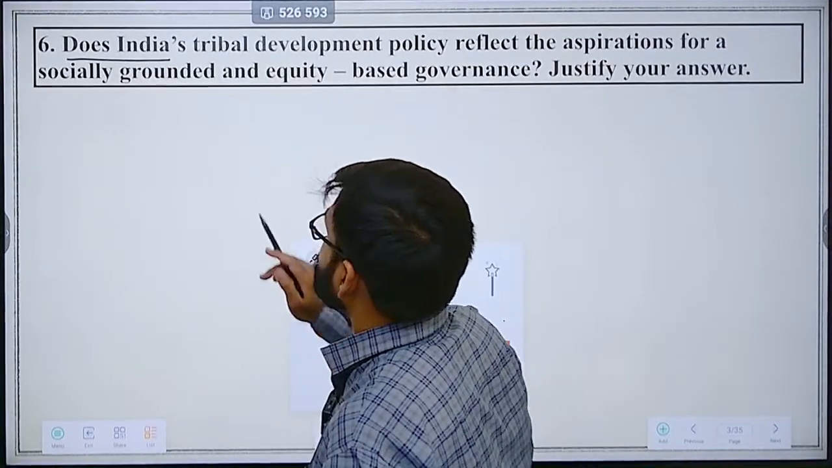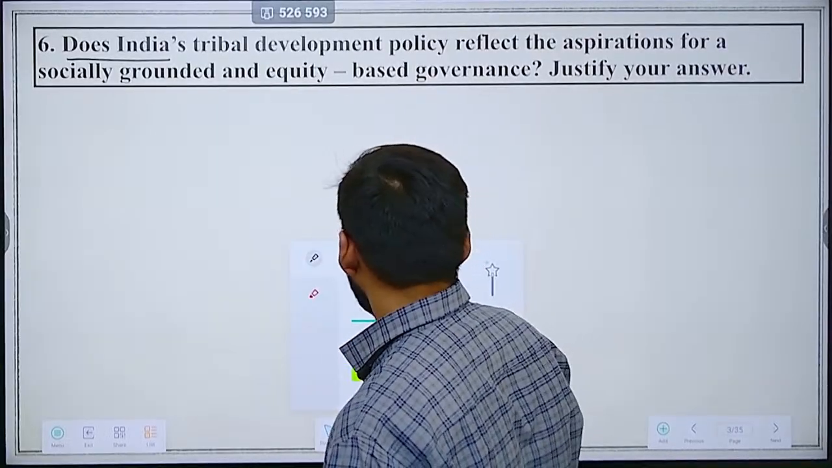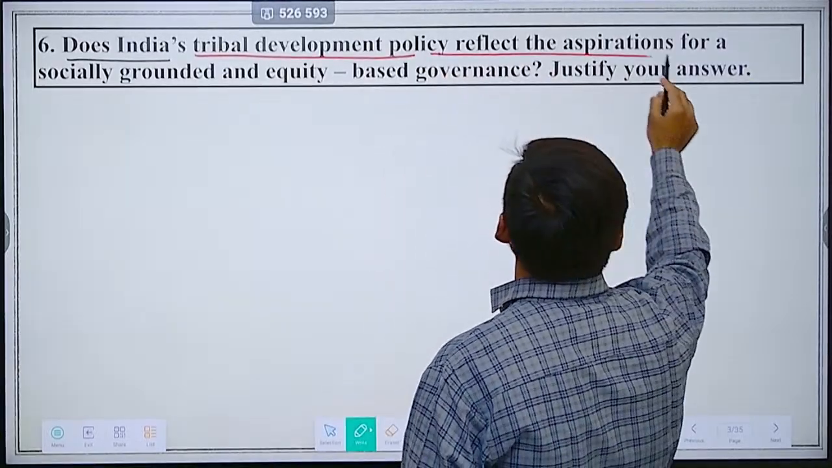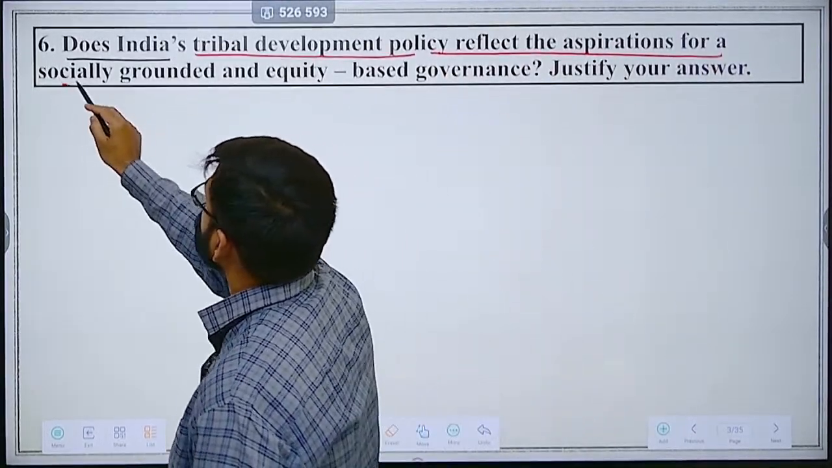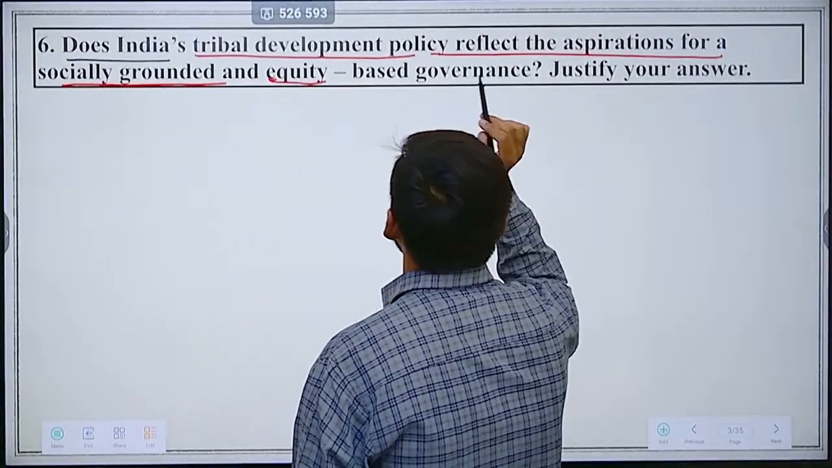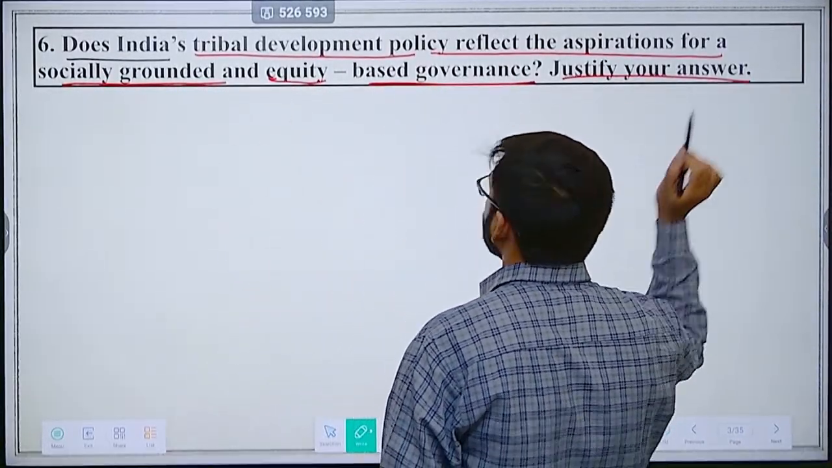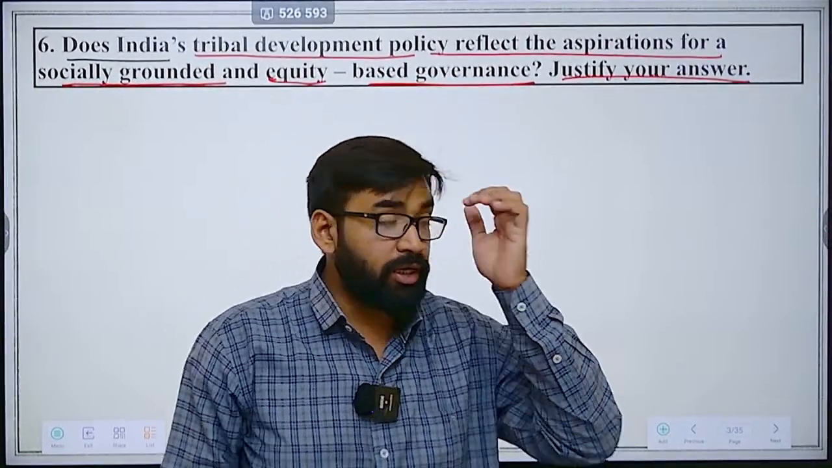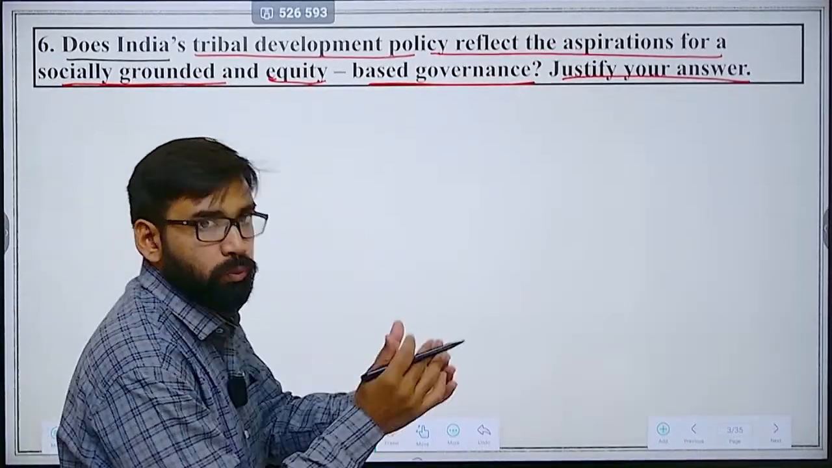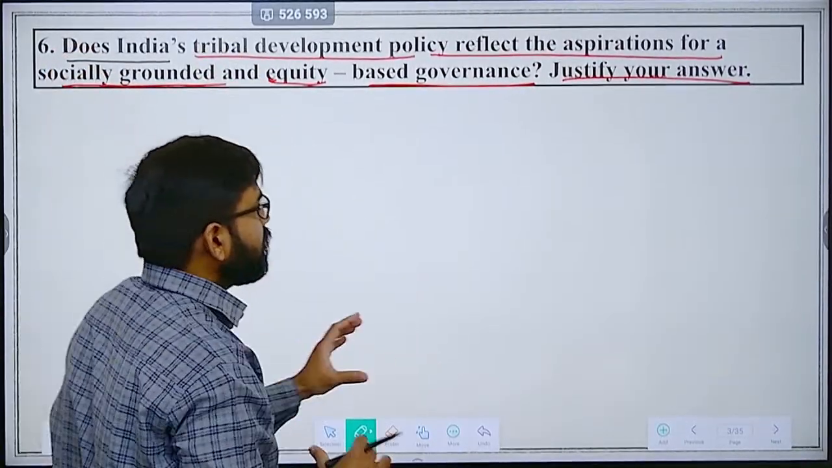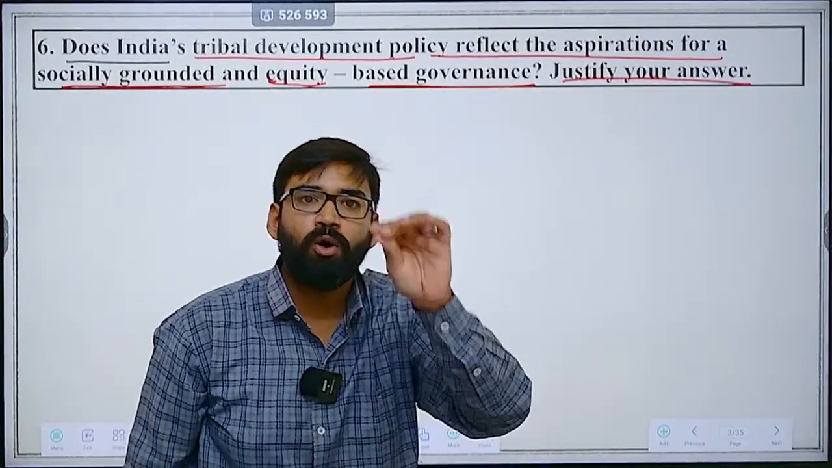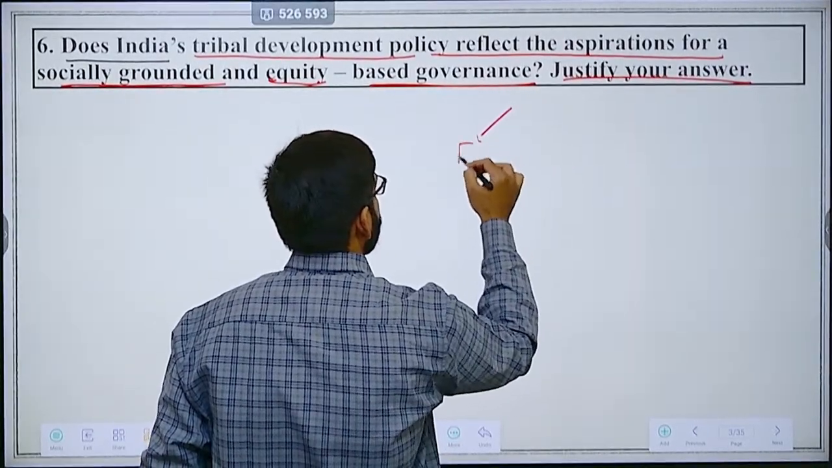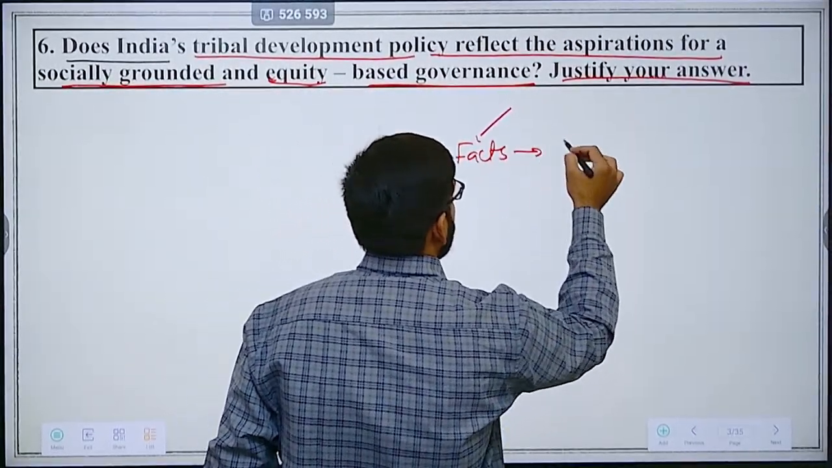So the first question here is, does India's tribal development policy reflect the aspirations for a socially grounded and equity based governance? Justify your answer. Whenever justification is asked, remember this in the examination: the statement is given, you have to justify this statement with all facts and figures, proper facts and evidences.